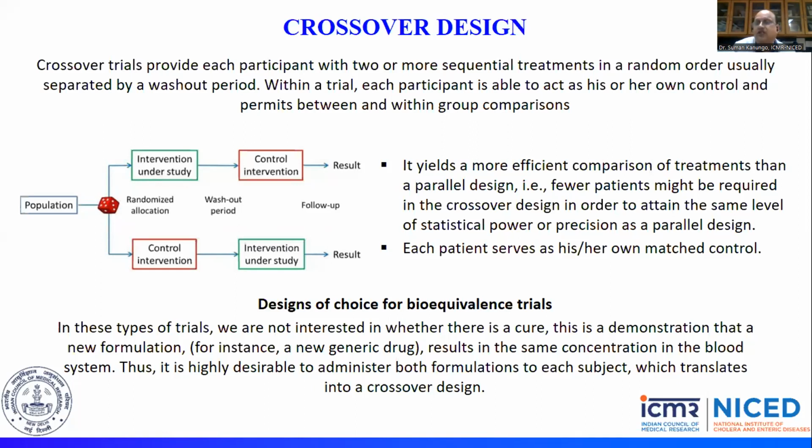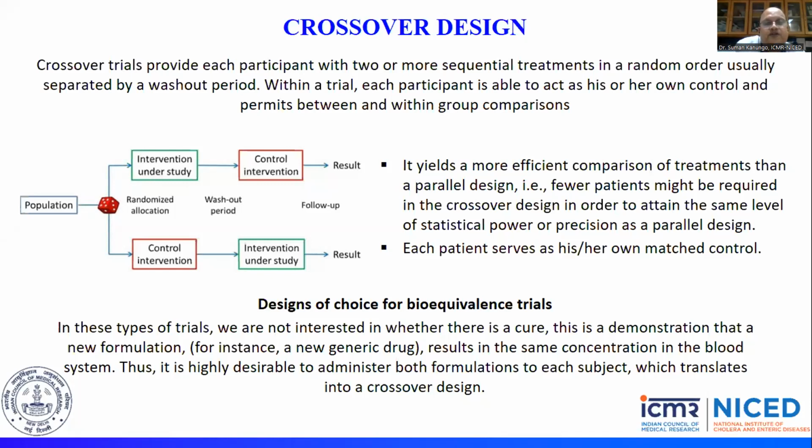In an ideal situation, exposure in a case control study also, the exposure level should be similar. That is very important. In an ideal situation, case crossover design, we do it sometimes. Each participant gets two or more sequential treatments in random order, usually separated by a washout period. Washout period means the effect of the intervention goes out. After that, we do that.